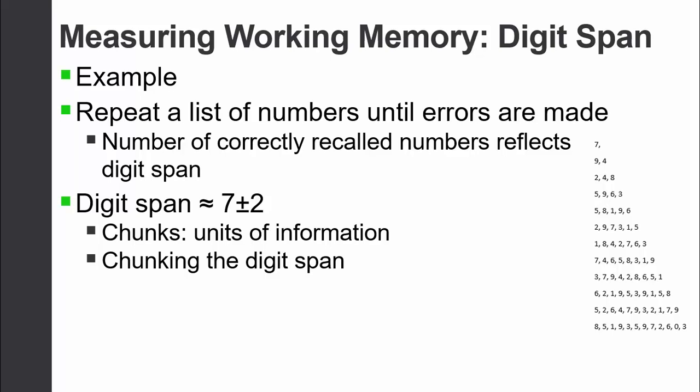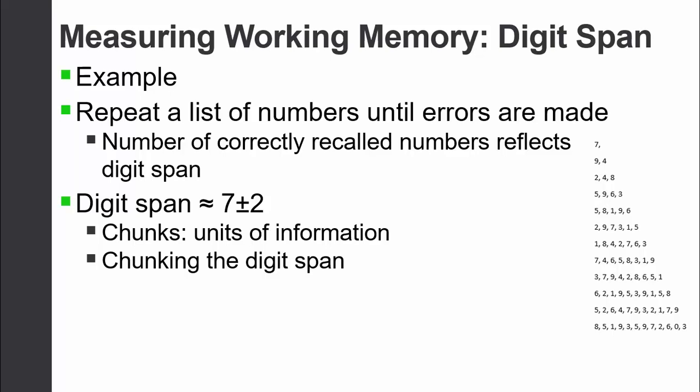Now, it wasn't just numbers, right? They could do the digit span with letters or anything like that, but the key finding is that it seems like, at least according to Miller, the size of, in his time, short-term memory, but as we're referring to working memory, was 7 plus or minus 2 units.